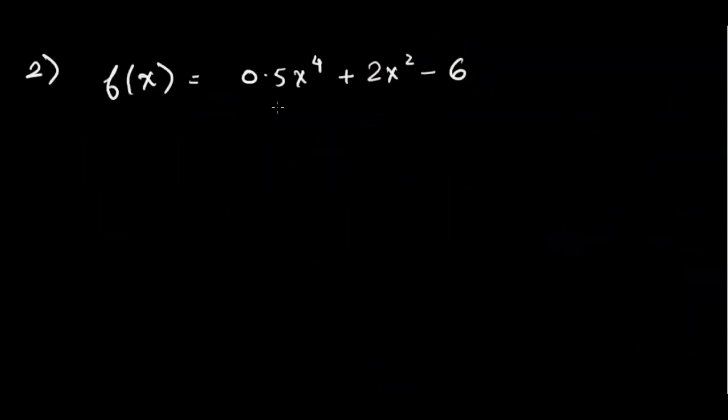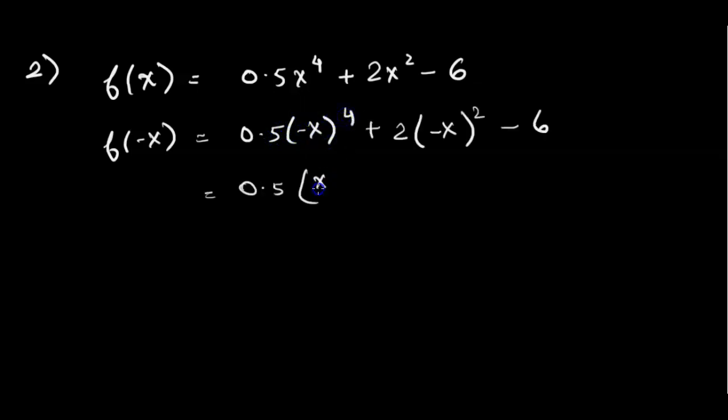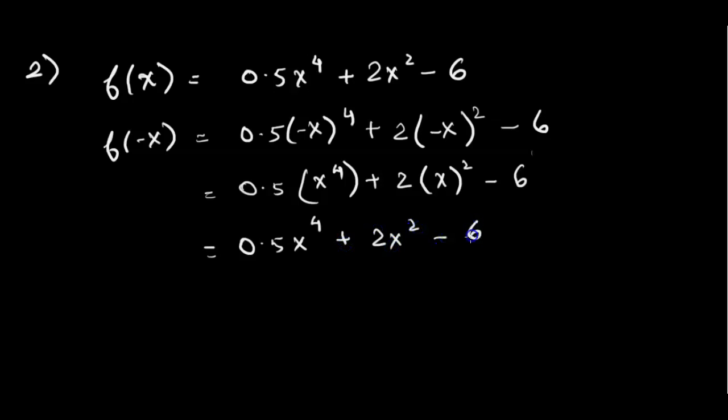Let's say we have to find out the symmetry of this function. We solve for f(-x). So wherever we see x, we sub in minus x. Minus x to the power 4 is nothing but x^4. Minus x squared is nothing but x squared. This is minus 6. So we're ultimately left with 0.5x^4 + 2x^2 - 6.